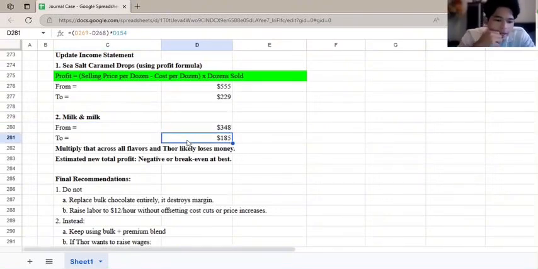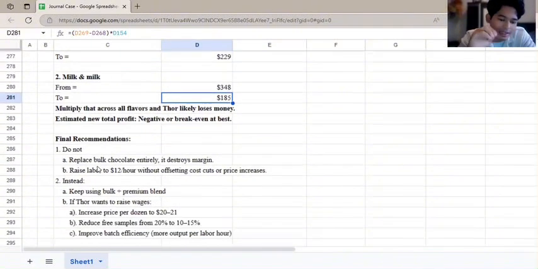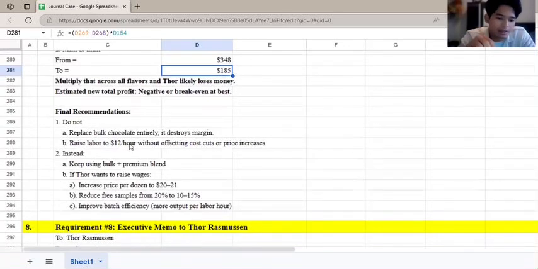Okay, and for these numbers, we got a final recommendation: the owners do not need to replace bulk chocolate entirely. It's going to destroy the margin. As you can see previously, all of those numbers dropped so much that the margin is just a minus. So it's going to be a bad impact for the company.